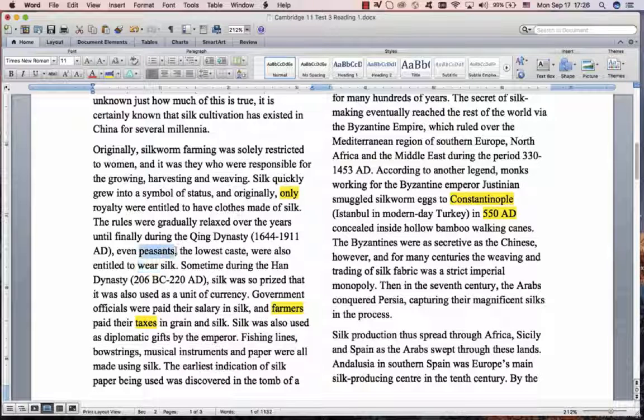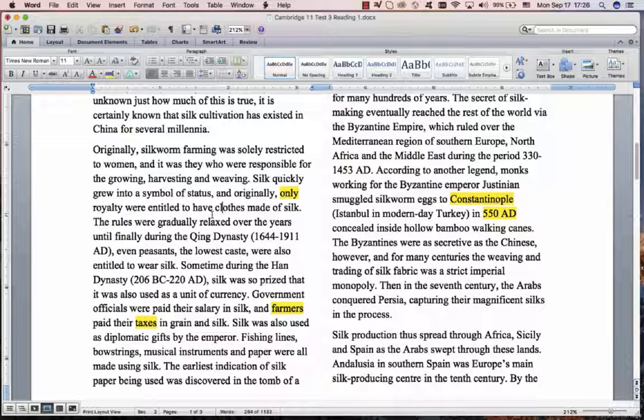And they try and catch you here. They say the peasants were also allowed to wear the silk. So many students will put royalty and then peasants, and it's a trap. They're trying to catch you. Why? Because there's no only here. We need that word only. And anyway, this doesn't mean produce the silk. It means wear, actually.